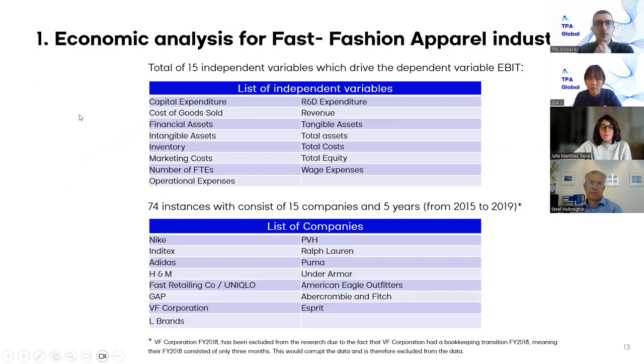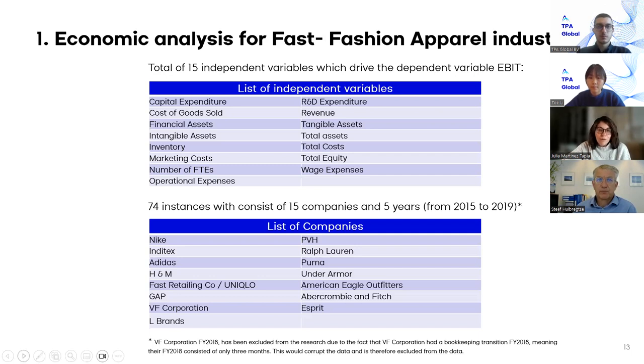Okay, so if we begin this case study with the VCA 3.0 analysis for this fast fashion apparel industry, the first step would be the economic analysis. And in this context, the first thing we do is search for the independent variables, I mean the value drivers, which we think could drive value or have impact on the dependent variable EBIT.